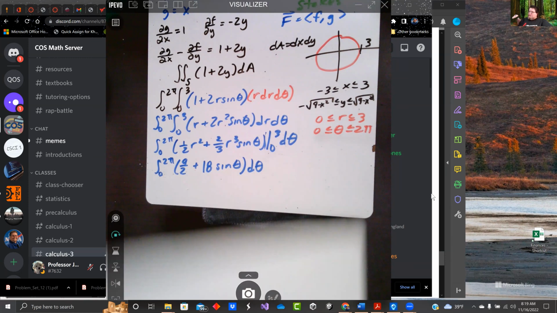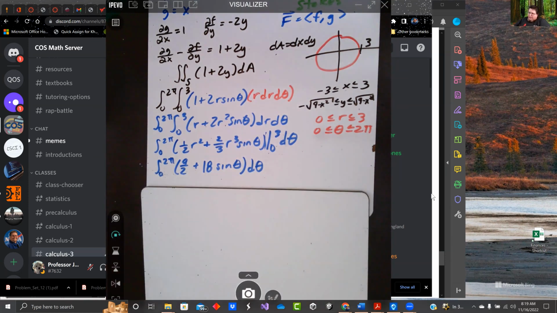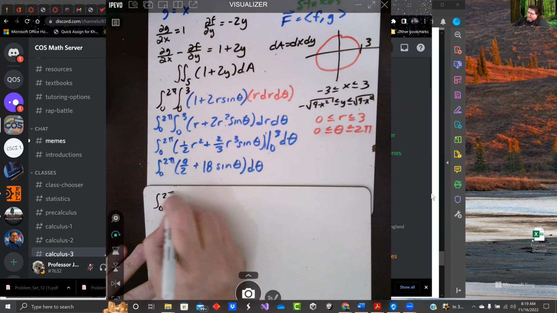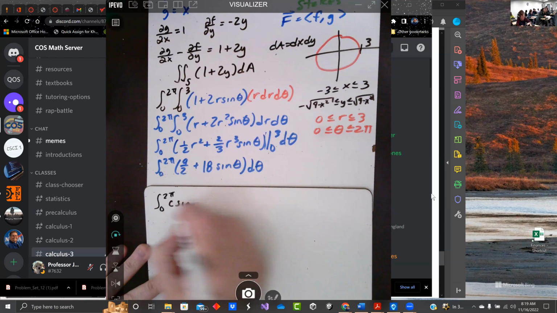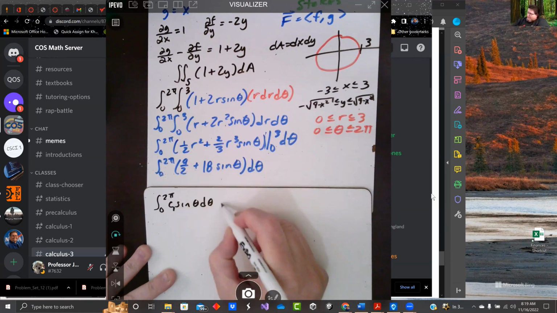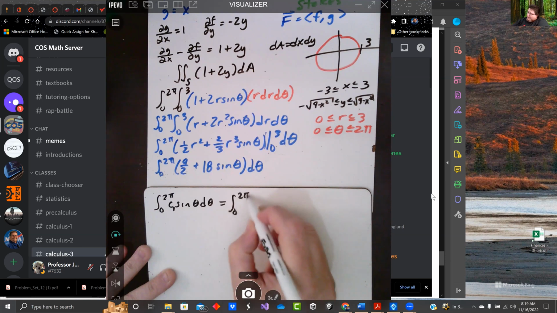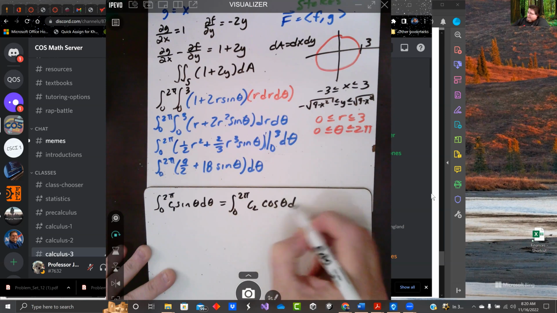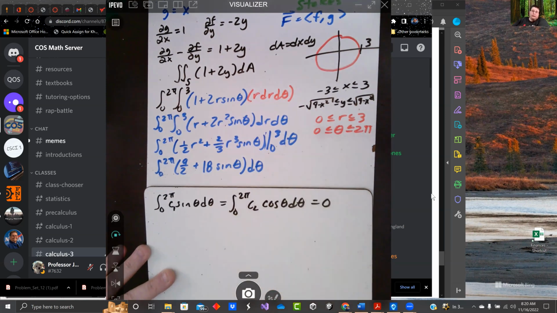All right. So before I go with that, I'm hoping by now you've grown accustomed to recognizing that the integral from 0 to 2 pi of C1 sine theta, regardless of the coefficient, is the same thing as the integral from 0 to 2 pi of C2 cosine theta d theta, which equals 0. If you're not used to that, let's do a quick check, in case you don't believe me.